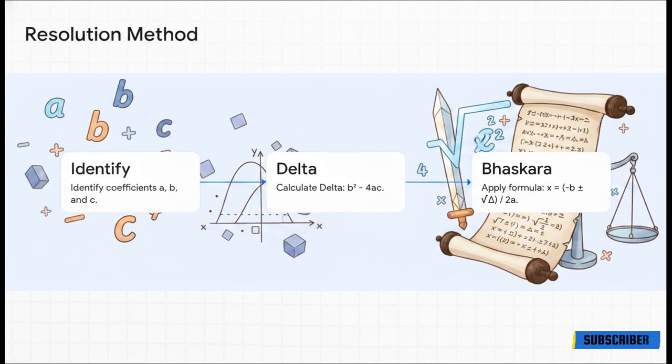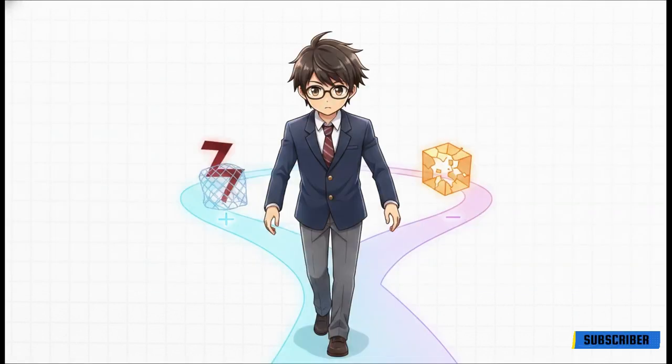Step 3, now that you have delta, plug it into the full formula. That's x equals negative b plus or minus the square root of delta, all divided by 2a. By splitting it up into these manageable chunks, you dramatically lower the chances of making a silly algebra mistake. And speaking of mistakes, please watch out for these classic traps. This is where everyone loses points.